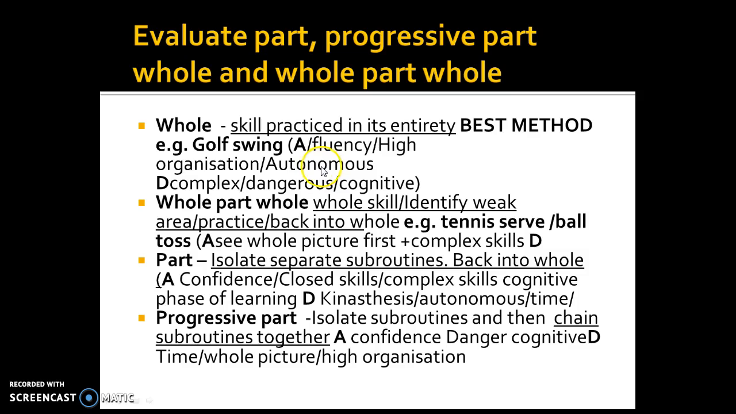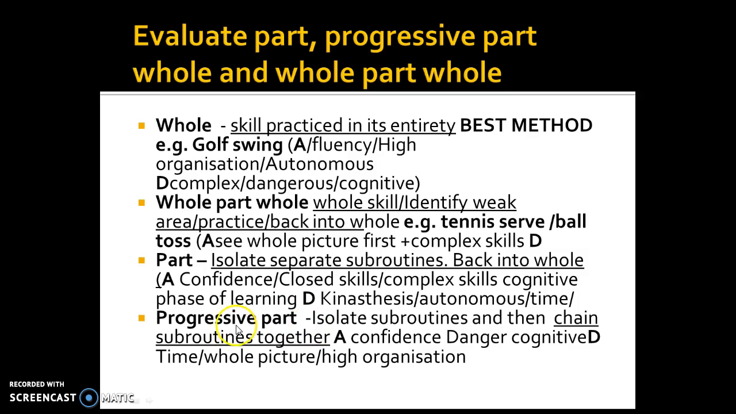So, going on from there then. Have a quick look, see if you've got it right. So, whole, skill practice, entirety. Better for autonomous performers or high ability. Okay, whole-part-whole then: whole skill, identify weak subroutine, practice it, put back into whole, e.g. tennis, serve, ball toss, and then put it back into the whole thing. Then you go down to here: isolate, separate subroutines, back into whole practice.